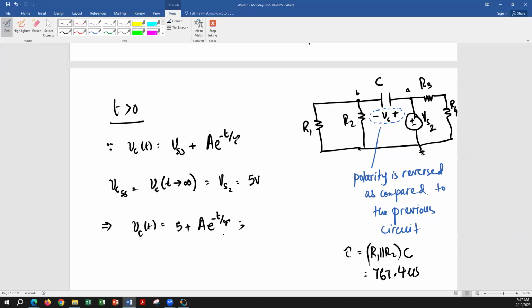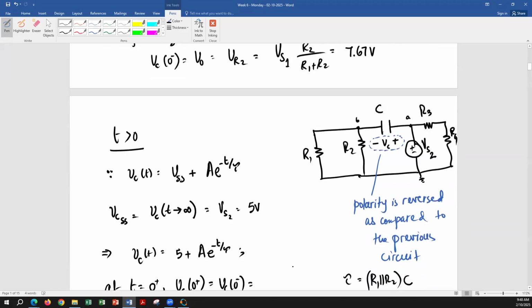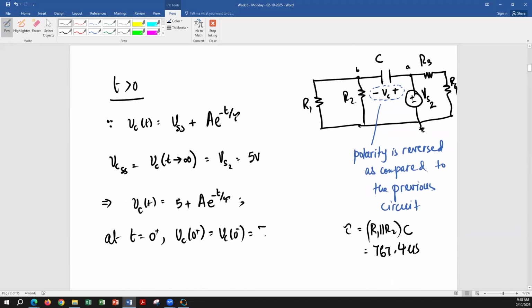That is, we evaluate this equation at t is equal to 0 positive, that is just after the change is happening. At t is equal to 0 positive, Vc 0 positive. All right, what will be the value of Vc 0 positive? Same as just before the change happened, because capacitor voltage cannot change instantaneously. So that value we calculated as 7.67. That's the initial value. And that's why we calculated that, so that we can figure out the value of the unknown constant.